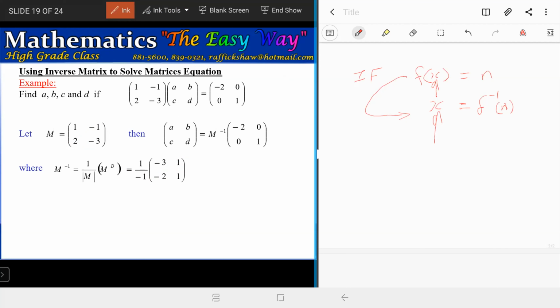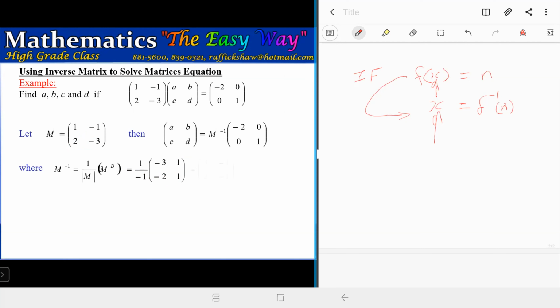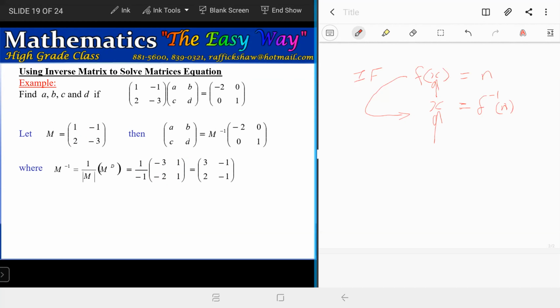So basically now, when you're dividing each of these by -1, you're basically changing the sign of each of the values in there. Simple as that. All right. And so you end up with 3, -1, 2, -1. So this is now my M to the minus 1 matrix, which I'm going to use right there for my M to the minus 1.